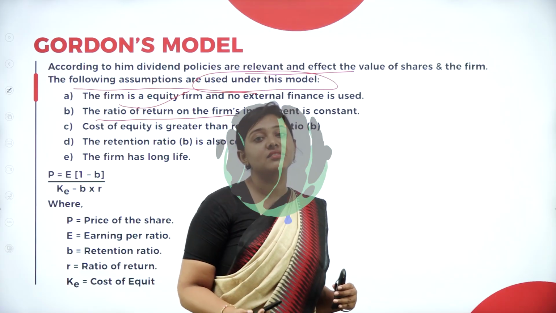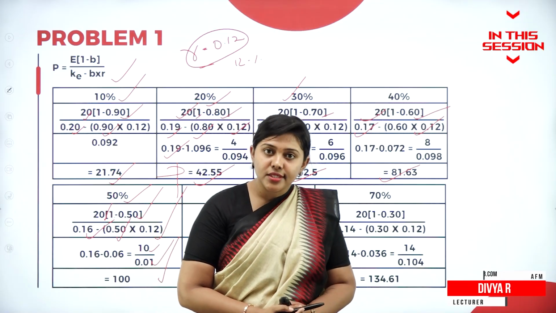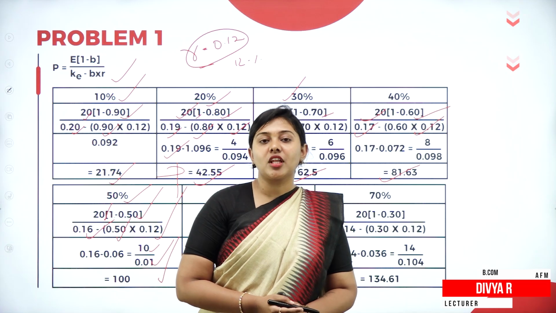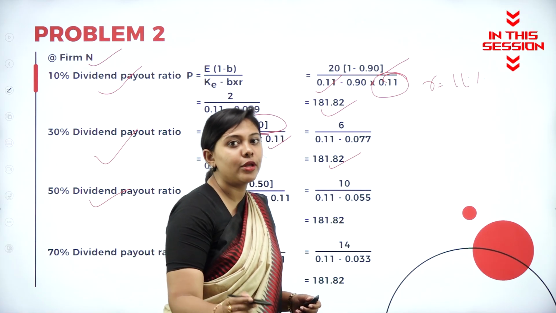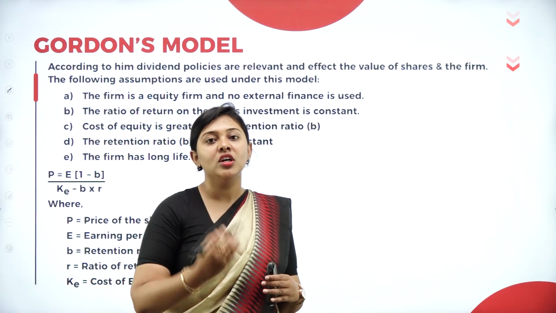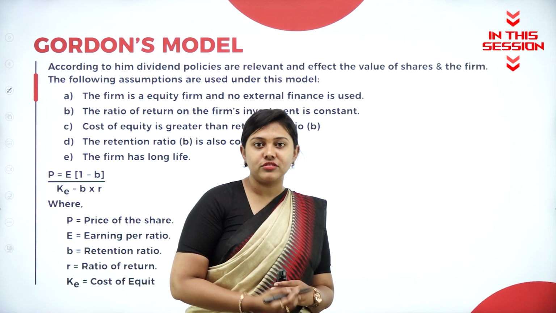Whatever the return that is coming, it is assumed to be constant. When the dividend payout ratio is 60%, the retention ratio will be 40%, that is 0.40. When the dividend payout ratio is 50%, the retention ratio will also be 50%. So whatever the dividend payout ratio they follow, it has an effect on the market price of the share.